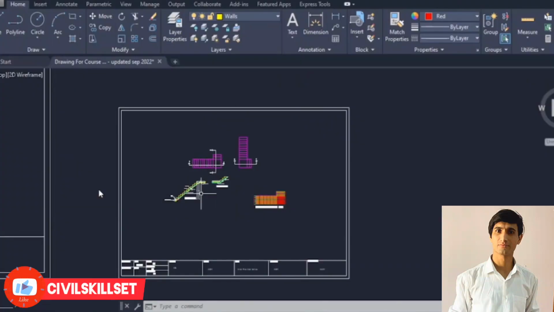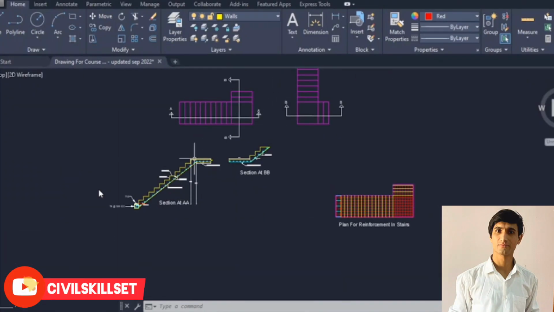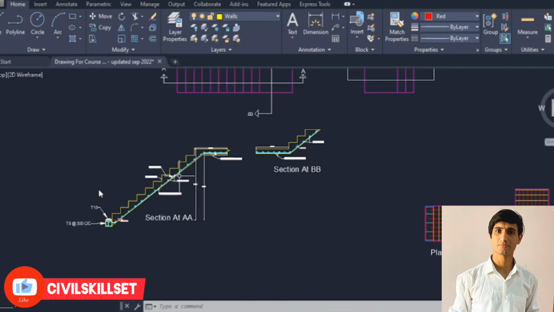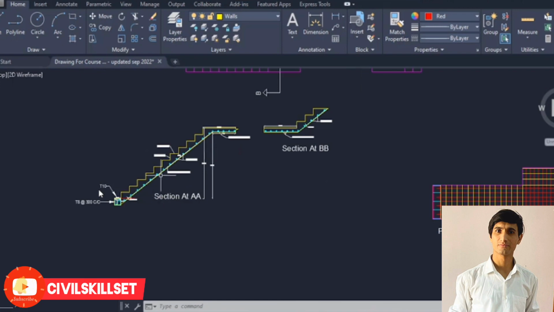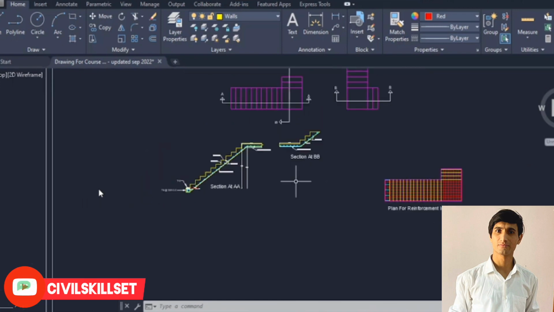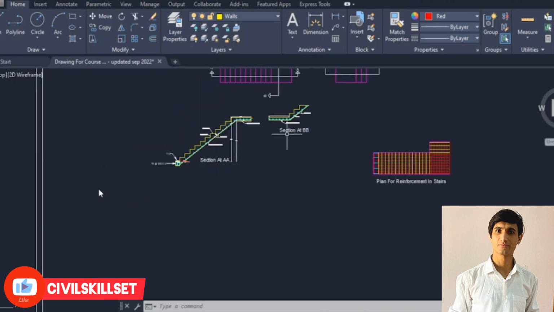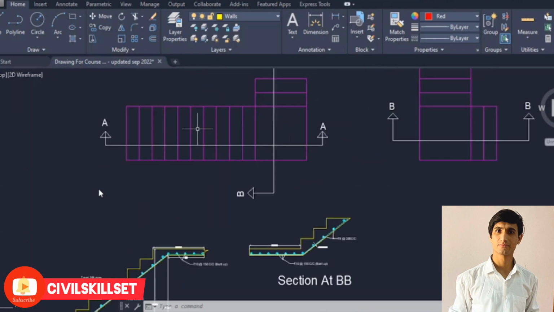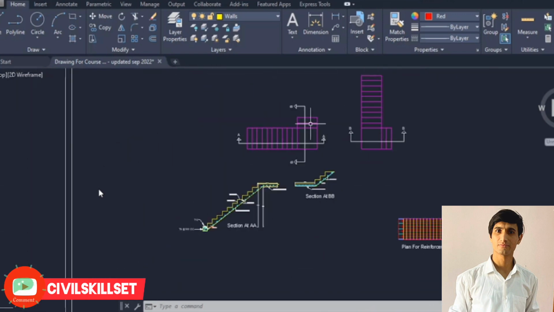Here is our drawing regarding stair. We have a plan over here, we have sections over here, and it is very important to have stair cross section in order to find out the steel. Now we have flight number 1 over here with landing, and we have flight number 2 over here. So this is basically section at A, and this is section at BB. Section at A in this direction, and section at BB for the flight number 2 at this direction.